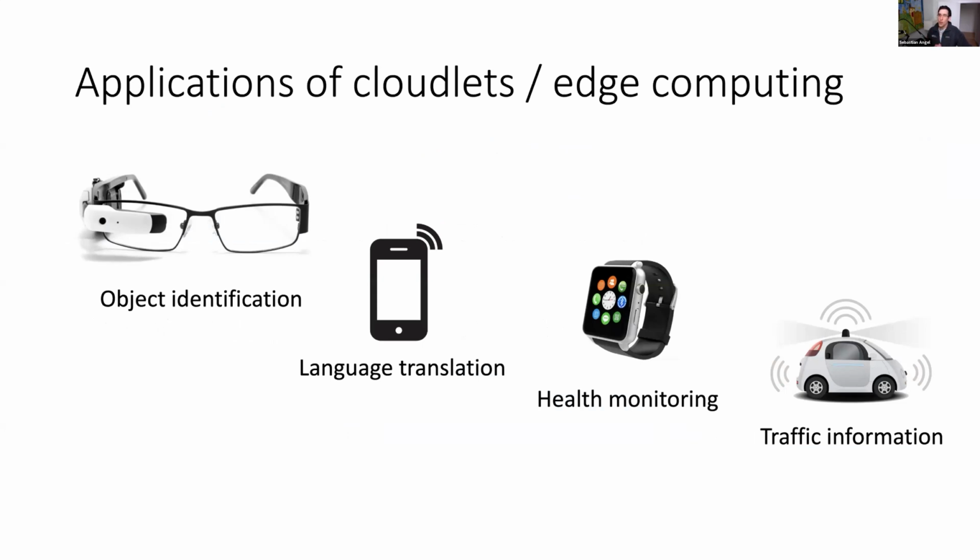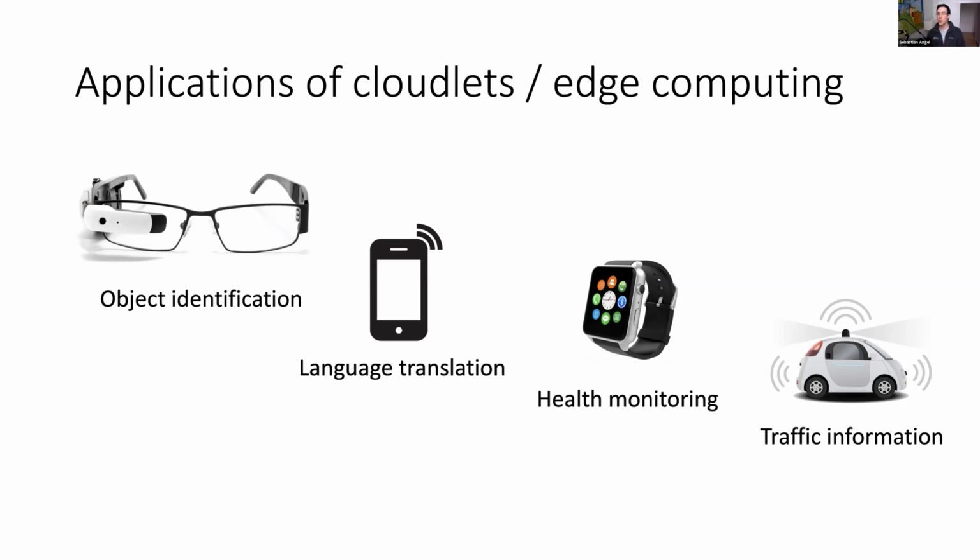And their goal is that when an application, like for example, these smart glasses, issues a request for identifying an object, normally this request might have to end up going all the way to a data center, and that data center could be on the other side of the country. So that request is going to take a long time. Whereas with a cloudlet, that request can be processed right there at the cell tower, and you can get that response very quickly.